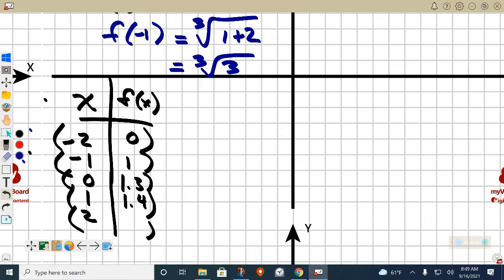And 2. Last but not least for now. So that's going to be the cube root of 4. 1.6. It's barely moving up, huh? It's curving up very slightly though. So the cube root of 4 is 1.6 to the nearest 10th.